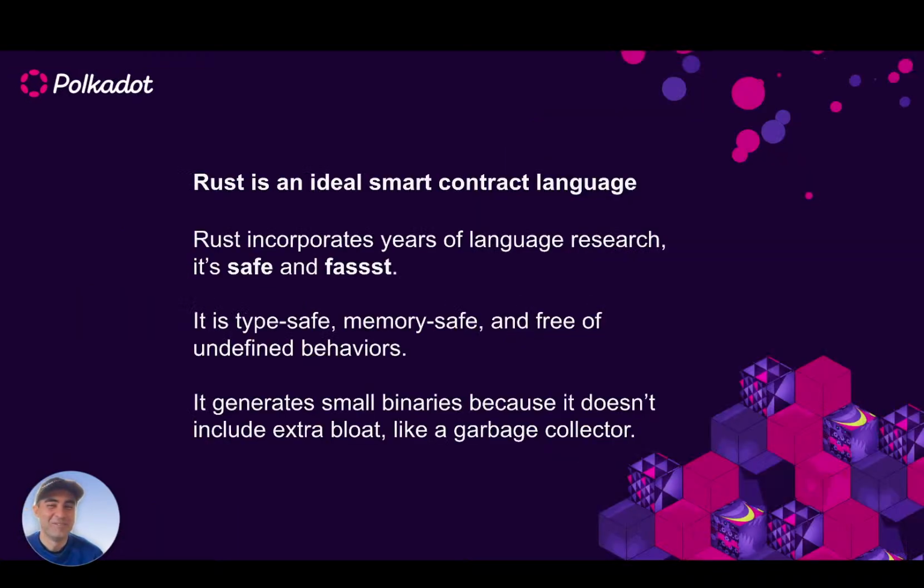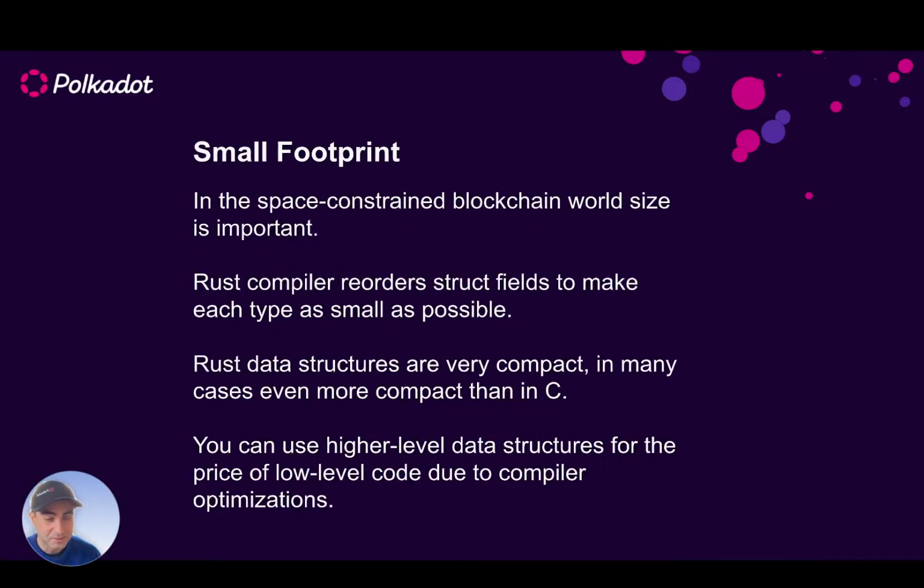So why is Rust an ideal smart contract language? Well, Rust in itself incorporates years of language research. It's safe and fast. It is type safe. Rust has strong types. It is memory safe. Rust doesn't use a garbage collector. It uses an ownership model for memory ownership. And it's free of undefined behaviors. As all of you who've been programming in Rust know, we like to call the Rust compiler the strict schoolmaster. So it's really, really hard to get past that compiler with some of the top errors, you could say, in other systems programming languages. So Rust is also small, which is perfect for a space-constrained blockchain world, right?